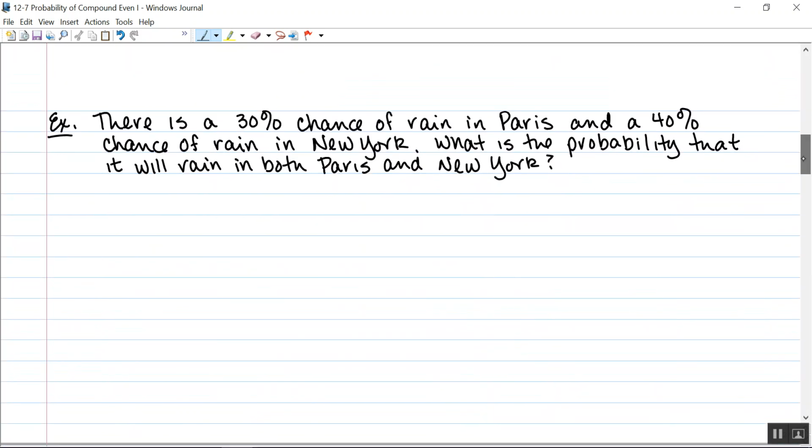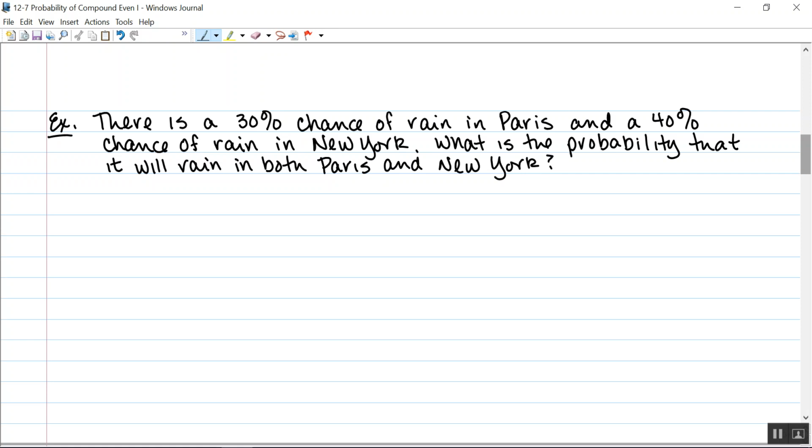Here's another example. So there's a 30% chance of rain in Paris and a 40% chance of rain in New York. What is the probability that it will rain in both Paris and New York? Notice that it raining in New York is not at all impacted by whether or not it's raining in Paris. Those cities are far enough apart that they're two completely independent events.